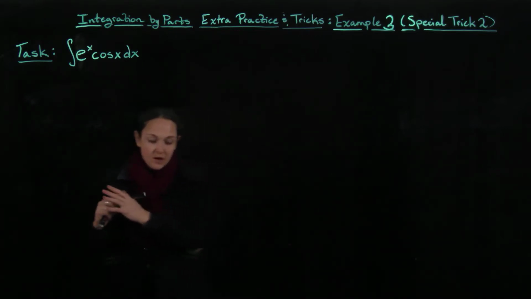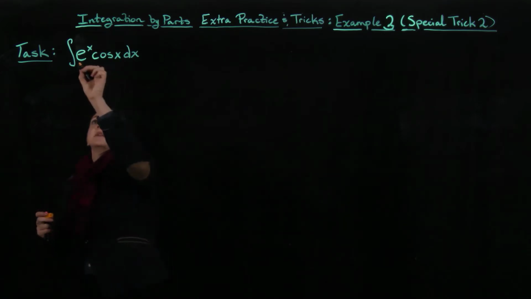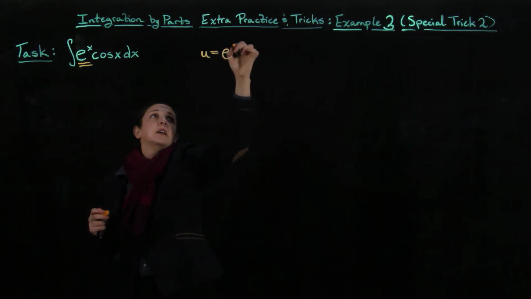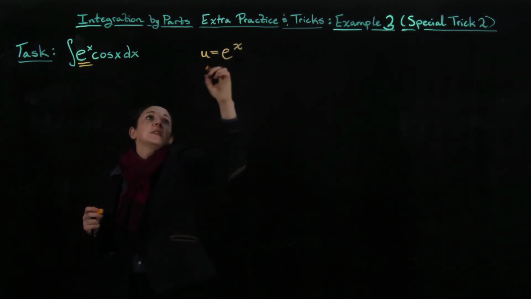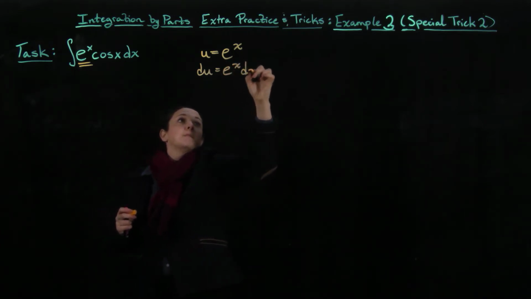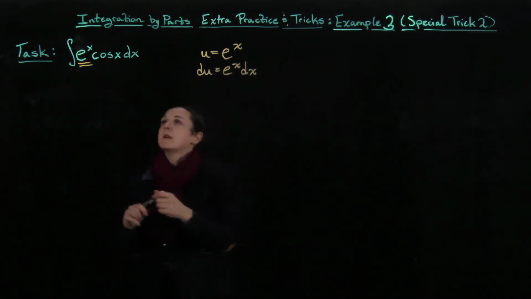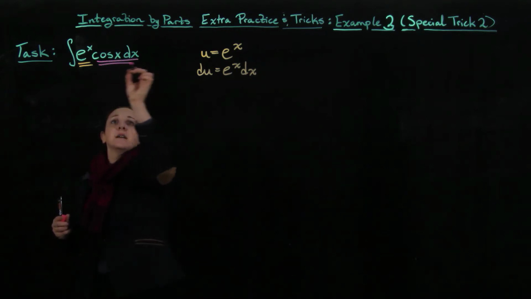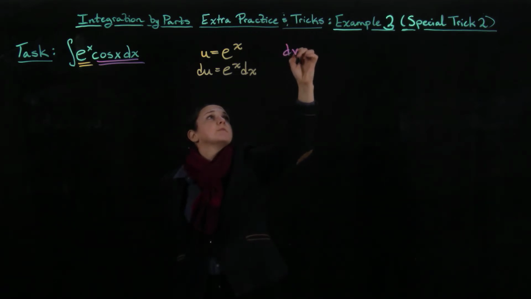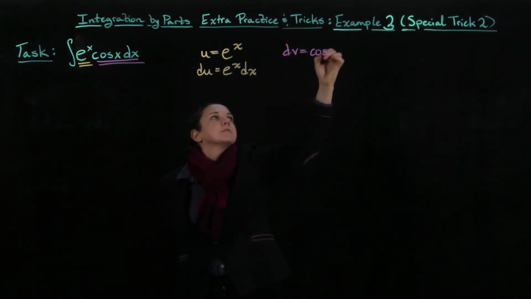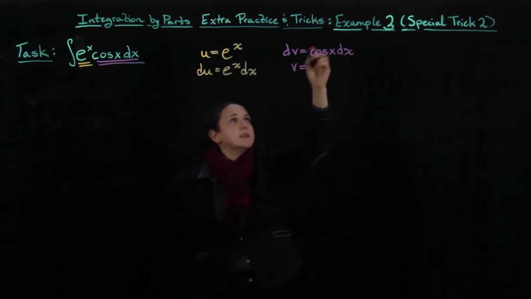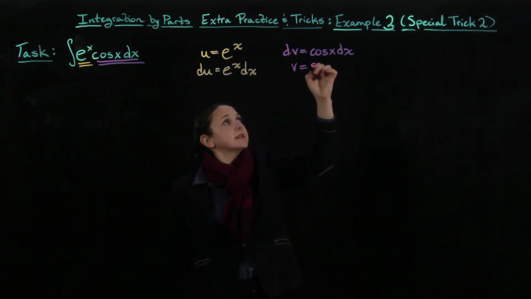So here we go. So this is going to be my u. So my u is going to equal e to the x. We know that the derivative of e to the x is e to the x. So my du is going to equal e to the x dx. And then my dv is going to be cosine of x dx. And my v, so I need to take the antiderivative here, so I'm just going to get sine of x.